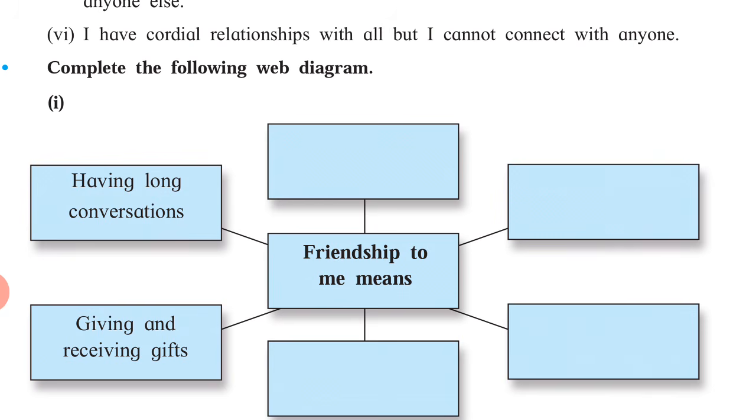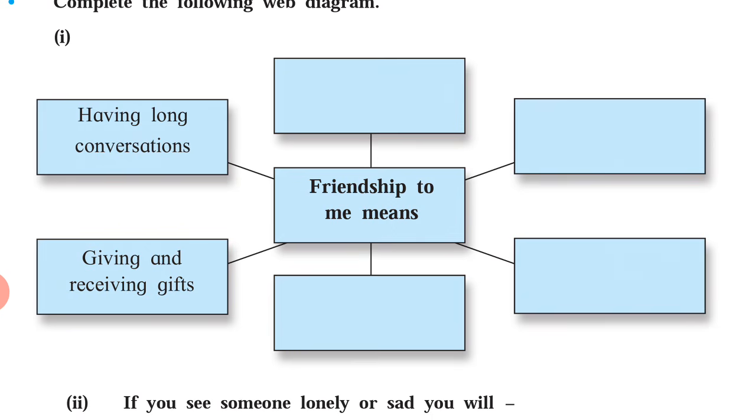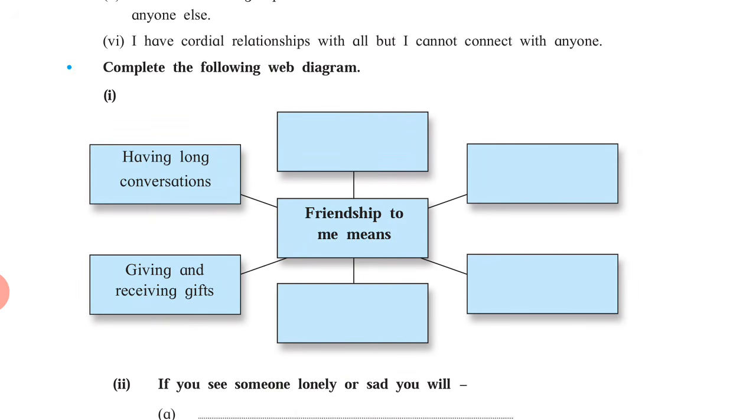Here two important points are given. First one, having long conversations. If you have friendship with me, I have a lot of topics of conversation. As a friend, I'll discuss more things, any topic. I can have long conversations with you continuously. If you can apply it, you can write it. If not, you can write other related points regarding your friendship. Next one, giving and receiving gifts. Friendship to me means giving and receiving gifts. The other remaining four points you have to complete in the web.